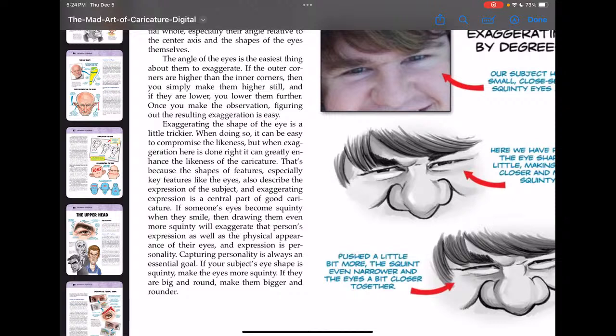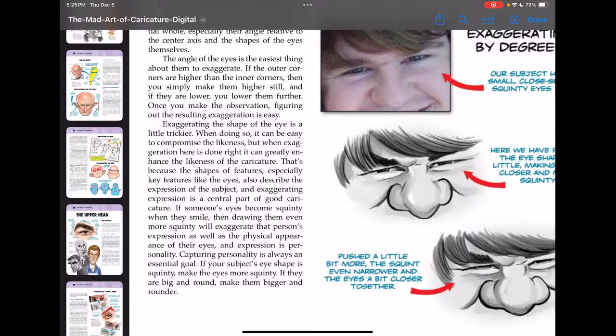If someone's eyes become squinty when they smile, then drawing them even more squinty will exaggerate that person's expression, as well as the physical appearance of their eyes. And expression is personality. Capturing personality is always an essential goal. If your subject's eye shape is squinty, make the eyes more squinty. If they are big and round, make them bigger. And that's very key right there.